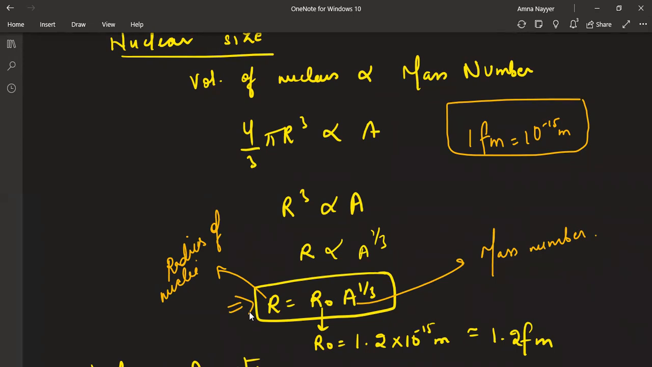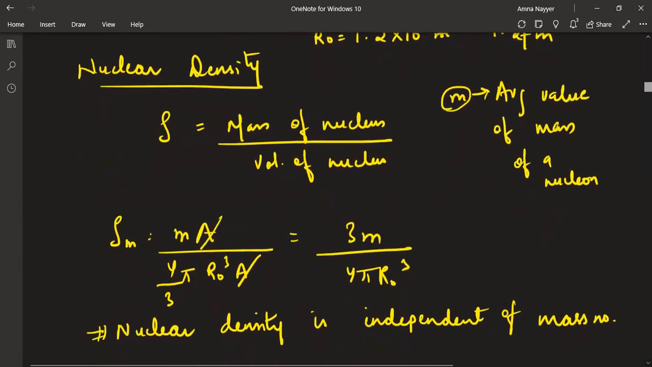This was the size, not the density. What is the general formula of density from your chemistry, physics? Mass by volume. Perfect. So here also, if we are taking the nuclear density, we'll put it as mass of nucleus by volume of nucleus. So mass of nucleus, we have assumed a mass that is small m.